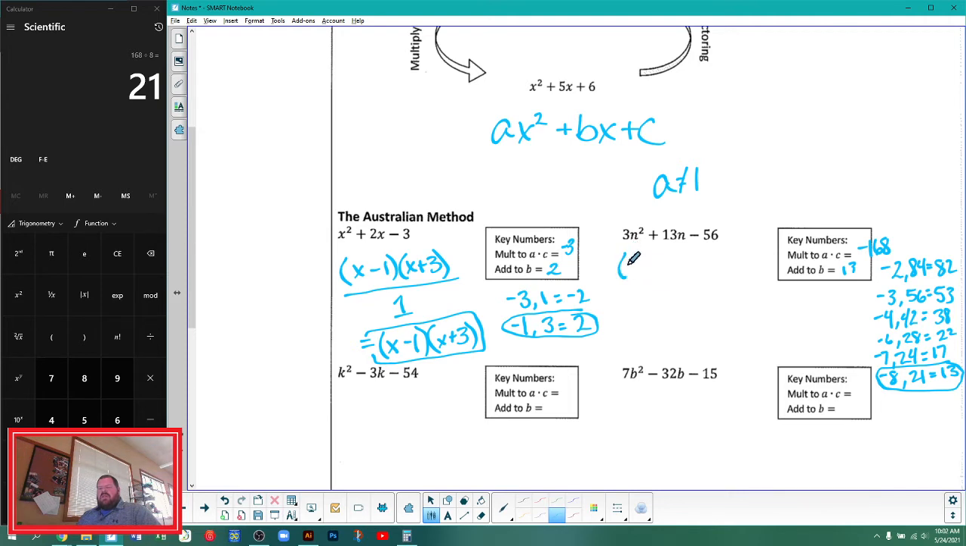So in the Australian method, what we do is we put 3n in both of these. And I'm going to say it's 3n minus 8 times 3n plus 21. Now, that would be true, but if I looked at multiplying that, that would actually give me 9n squared. So I have too many n's, and I need to divide it by the leading coefficient a.